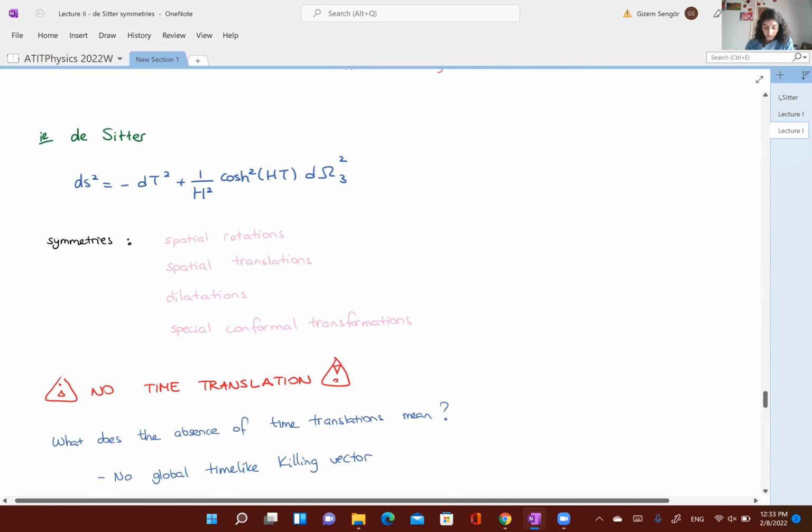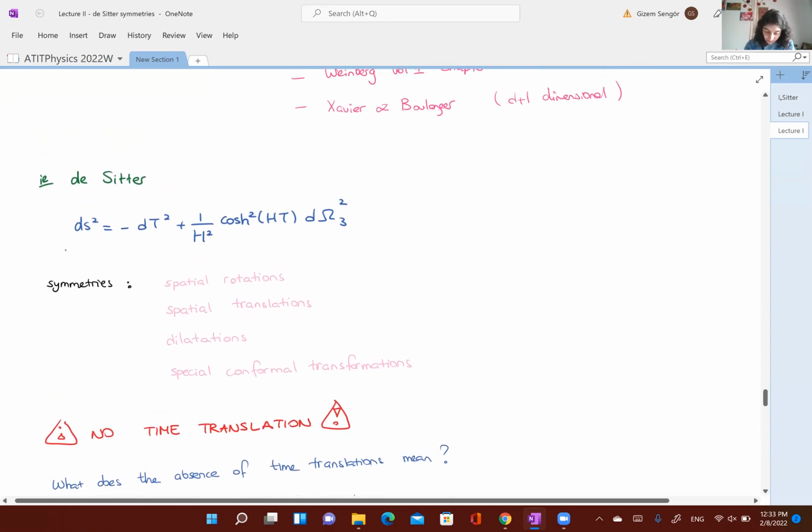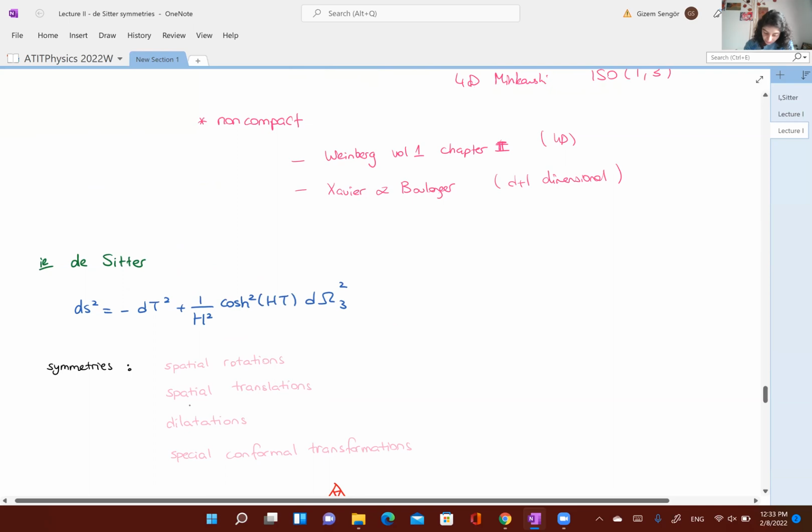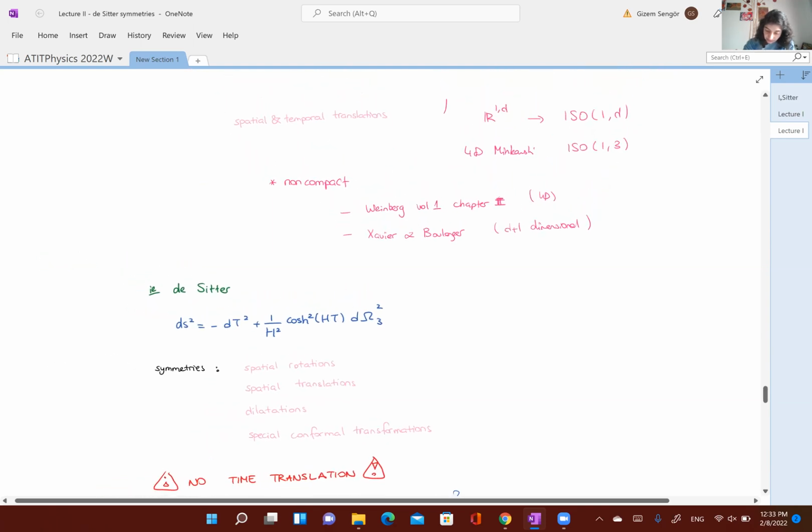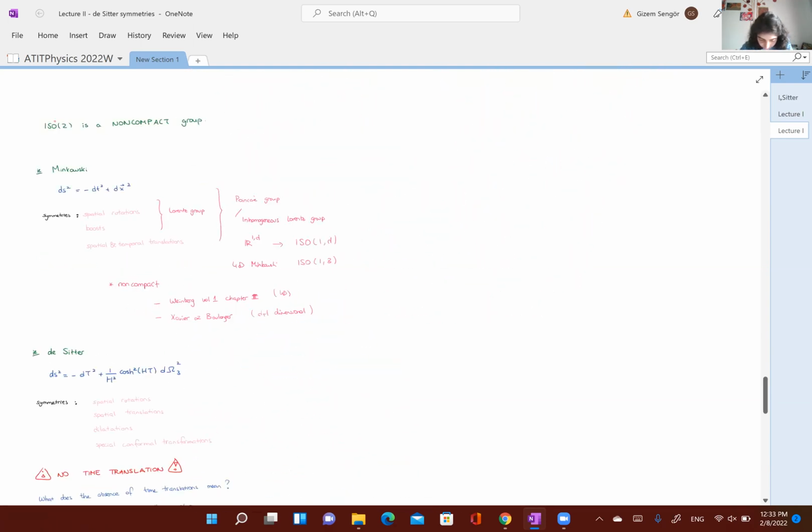Now let's come to De Sitter. This was our metric in global coordinates, the metric that covers everywhere. Here, the symmetries are spatial rotations, spatial translations, dilatations, and special conformal transformations. Now let's compare the two.